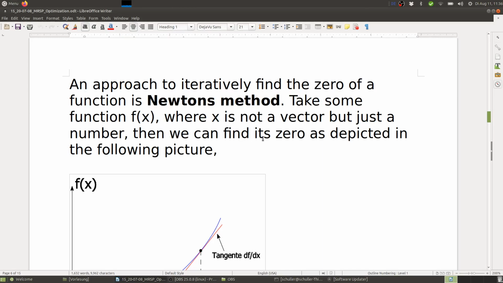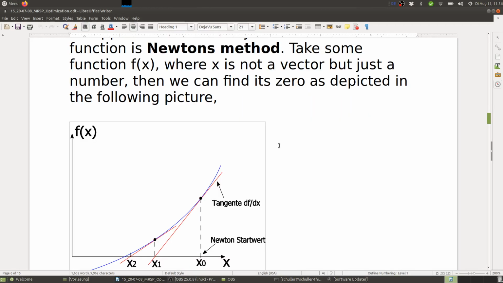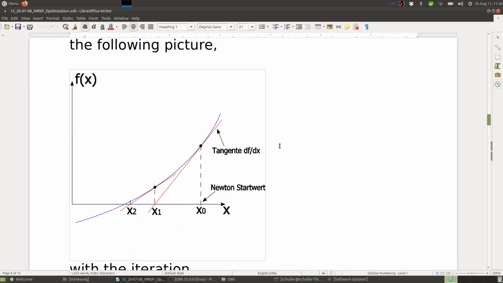Then we can find its zero as depicted in the following picture. So here, this is now just a one-dimensional optimization. So vertically we have f of x, horizontally we have some x, and here in blue you can see the function. So in our case this f of x would be our derivative already, and we want to find the zero of this derivative. So then we start at some random starting point, x0, evaluate this function f of x, and we get some function value.